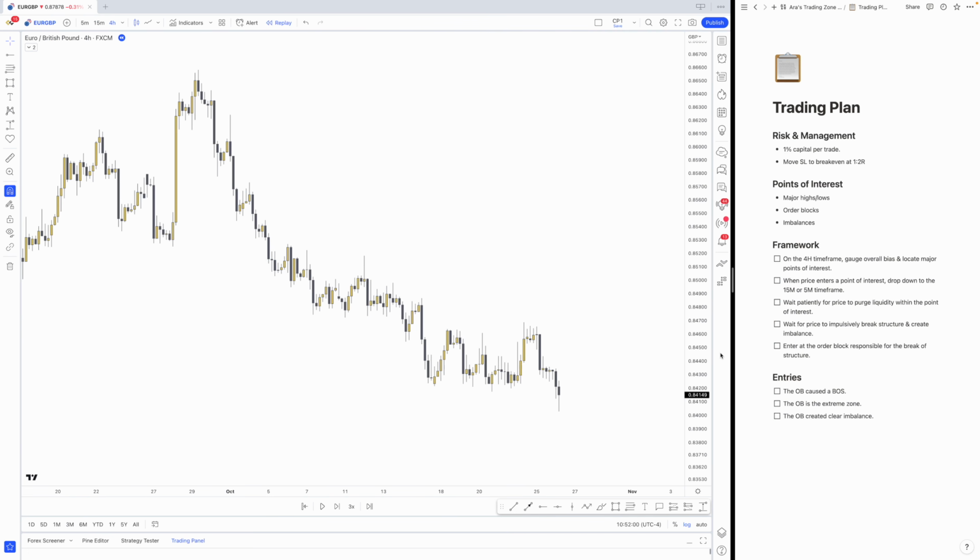For the next example of a Model 1 trade entry, I'd like to take a look at EURGBP. Now we're starting out on the 4-hour time frame as usual, and I would like to draw your attention towards this swing low right here that is currently being tested.